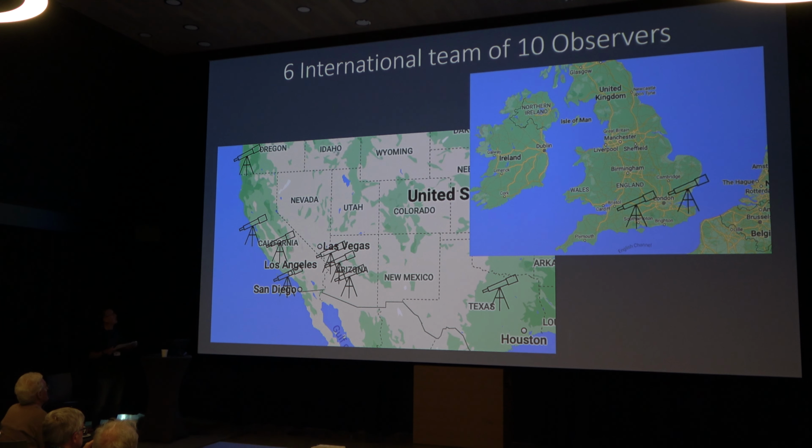Okay, so we have a team of collaborators, 10 of us, 2 in the UK, 6 in the USA. Now, what is the beauty of this type of collaboration? Anybody? There's one particular advantage. Can anybody tell me what it is? Latitude distribution? Yes.